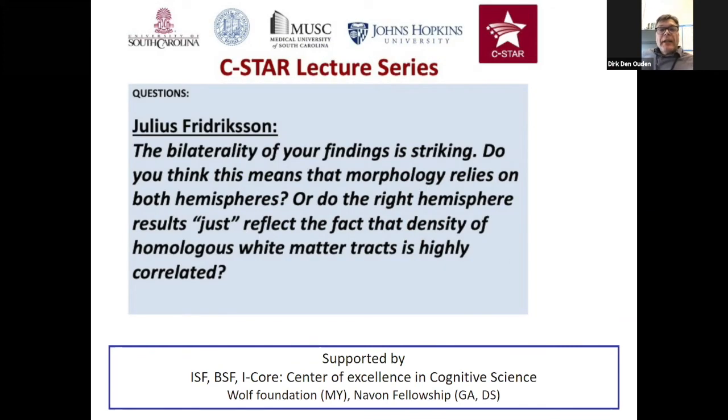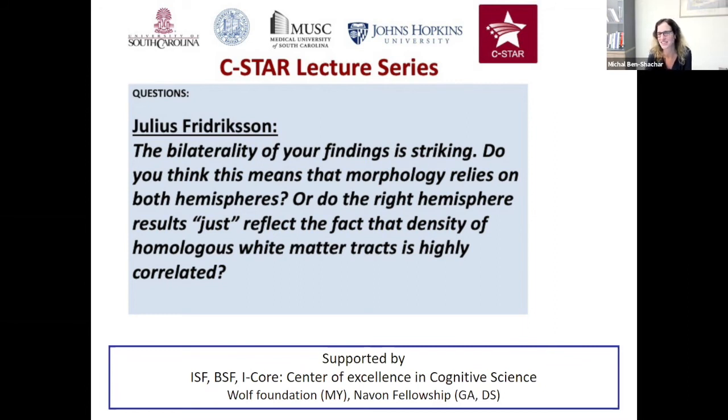The bilaterality of your findings is striking. Do you think this means that morphology relies on both hemispheres, or do the right hemisphere results just reflect the fact that density of homologous white matter tracts is highly correlated? This is an interesting idea. We definitely thought about the first one.